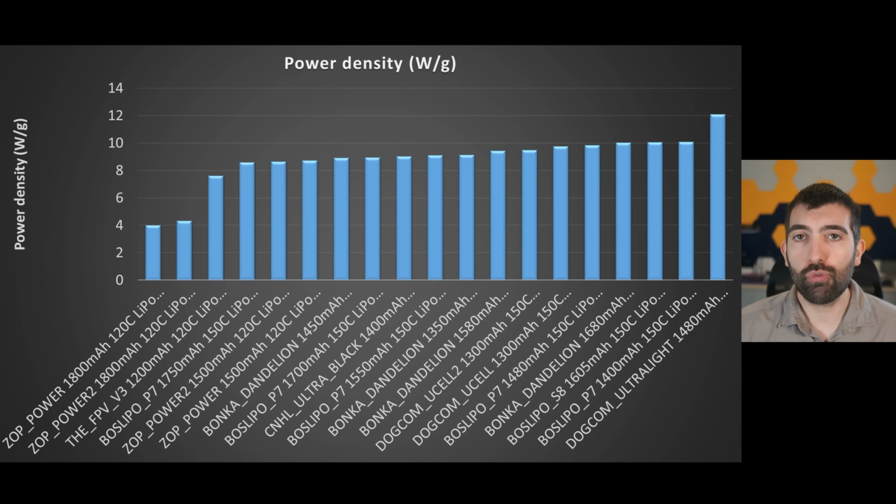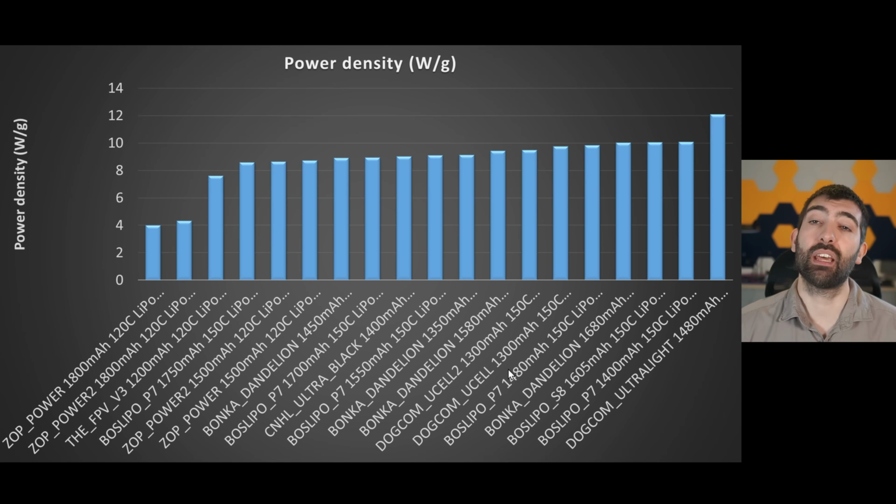A really, really good performing pack will manage about 12 watts per gram in terms of power density. And that's what the DOGCOM Ultralight 1480 achieves. 12 watts per gram, that is a fantastic performance and pretty much state of the art for LiPo batteries in 2025. If we're looking at a good performance, that would be about 10 watts per gram. And you can see that the BONKA Dandelions and the BosLi-Pos, the DOGCOM U-cells all fit into that mix.